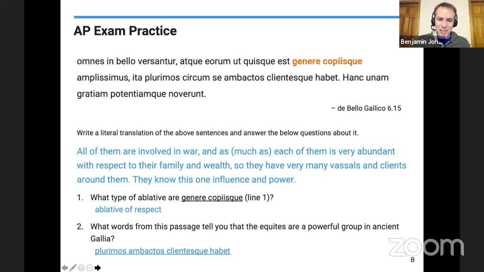What words from this passage tell you that the equites are a powerful group in ancient Gallia? And that's your plurimos ambactos clientesque habet. They have very many vassals and clients. The size really does have a huge impact on their power. They have the power of people behind them. You might also draw attention to the potentiam in the third line there too. They know this power.